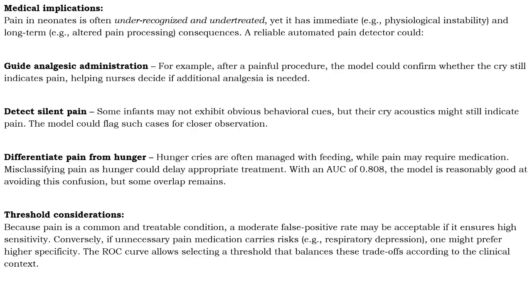All right. With an AUC of over 80%, the model is reasonably good at avoiding this confusion, but some overlap might remain. Okay, so then we should also take note of the threshold considerations, because pain is a commonly treatable condition. A moderate false positive rate may be acceptable if it ensures high sensitivity. Conversely, if unnecessary pain medication carries risks, such as respiratory depression, one might prefer a higher specificity. All right. The ROC curve allows selecting a threshold that balances these trade-offs according to the clinical context.